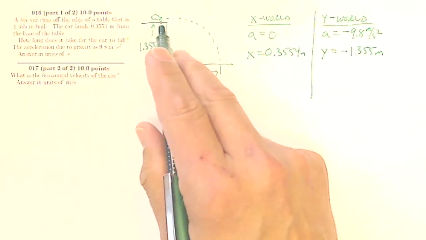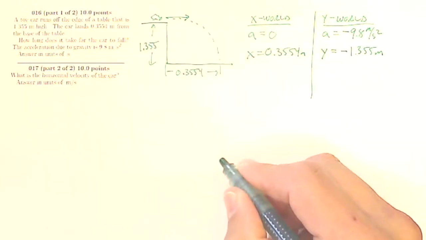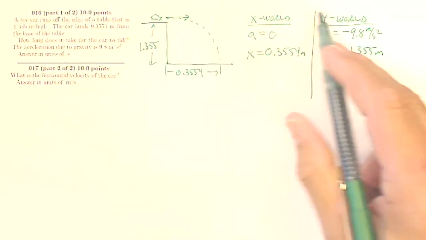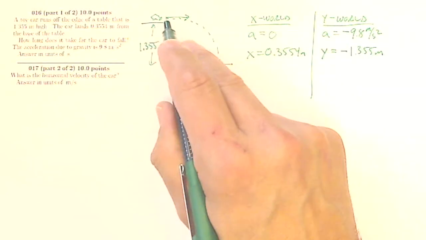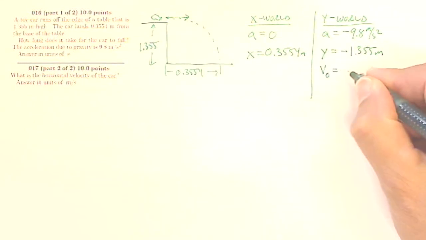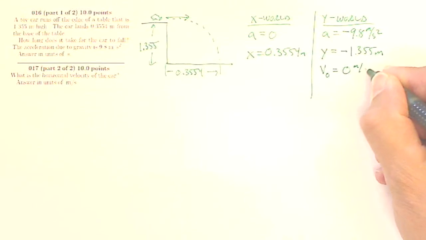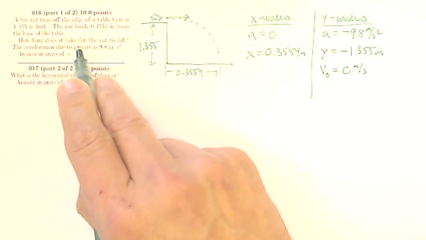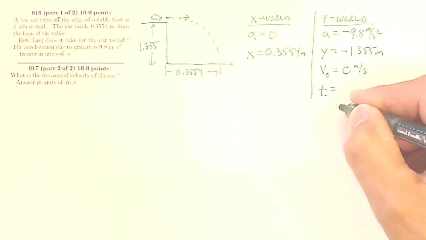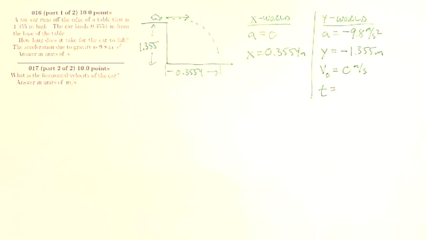I also know that the velocity is all going to be in the x world. I don't know what it is yet, but it's all horizontal because it's rolling off a table. So the y world velocity must be 0 because this is neither up nor down. So my y velocity initially is going to be 0 meters per second. How long does it take for the car to fall? So I'm looking for time, and this is going to be solved in the y world because I know 3 variables. I'm looking for a 4th.